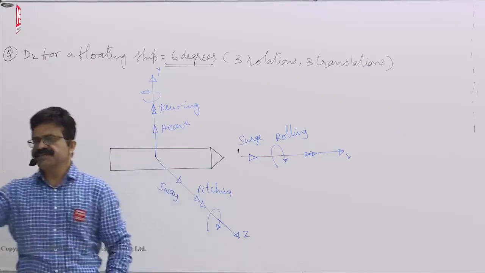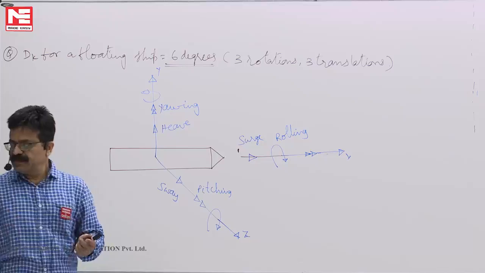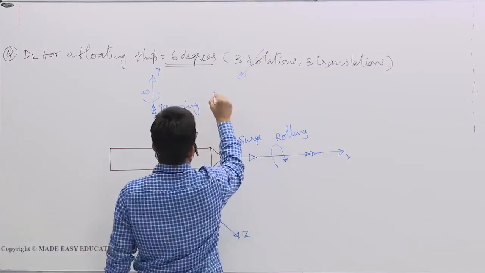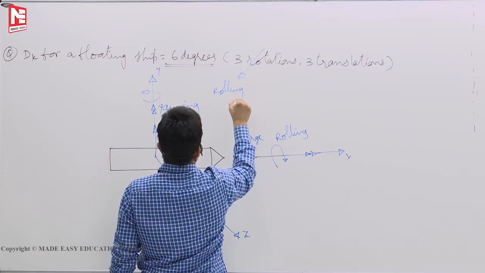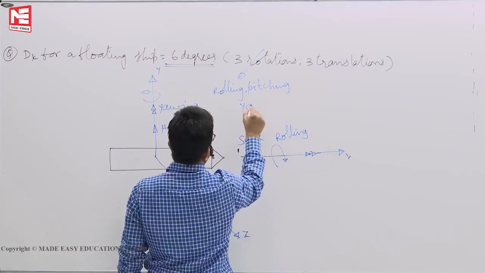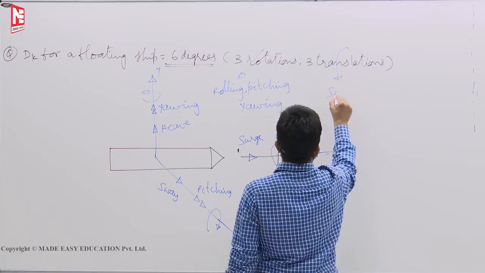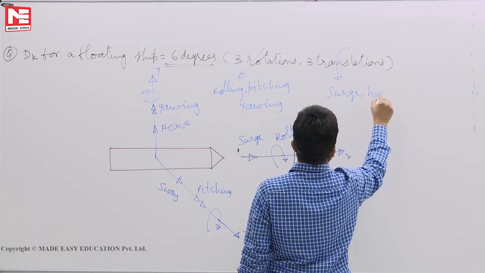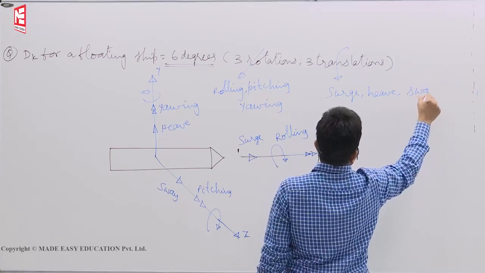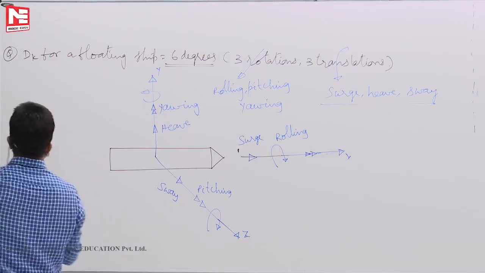So, three translations and three rotations are possible. The three rotations are rolling, pitching, yawing. Three translations: surge, heave, sway. Okay. So, six independent displacements.